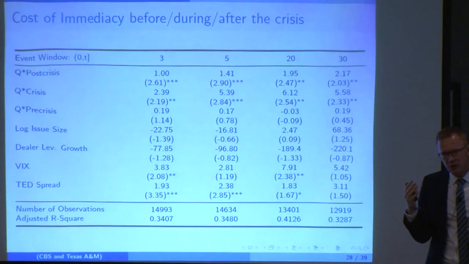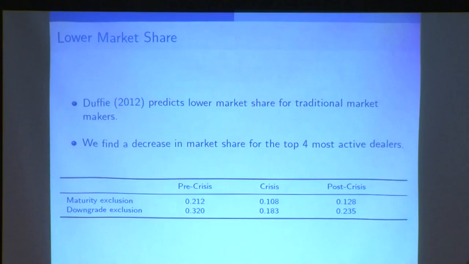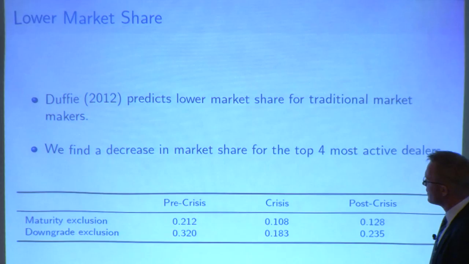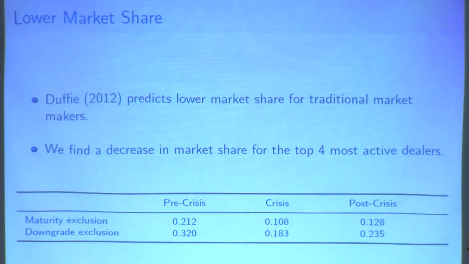Another prediction from this Darrell Duffie paper: one prediction was about this higher cost of immediacy. Another prediction is that some banks are going to be hurt by this Volcker rule, and they're going to lose market share, essentially. So there's going to be a new participant coming in. Maybe these are not subject to the Volcker rule and stuff like that. So the old star players should then lose their market share.